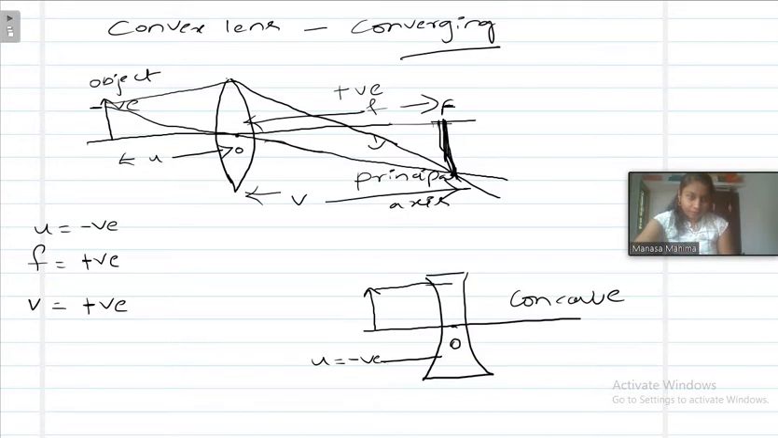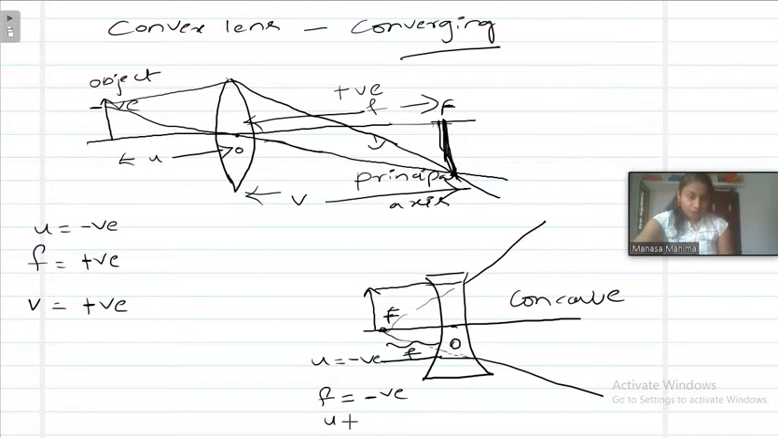So after refraction, what happens? It will diverge, right? So if I project back these rays, you will see them meet at one point, and that point I will take as F, the focus. So here in the case of a concave lens, we are measuring the focal length from the left-hand side. So I have to take f to be negative.